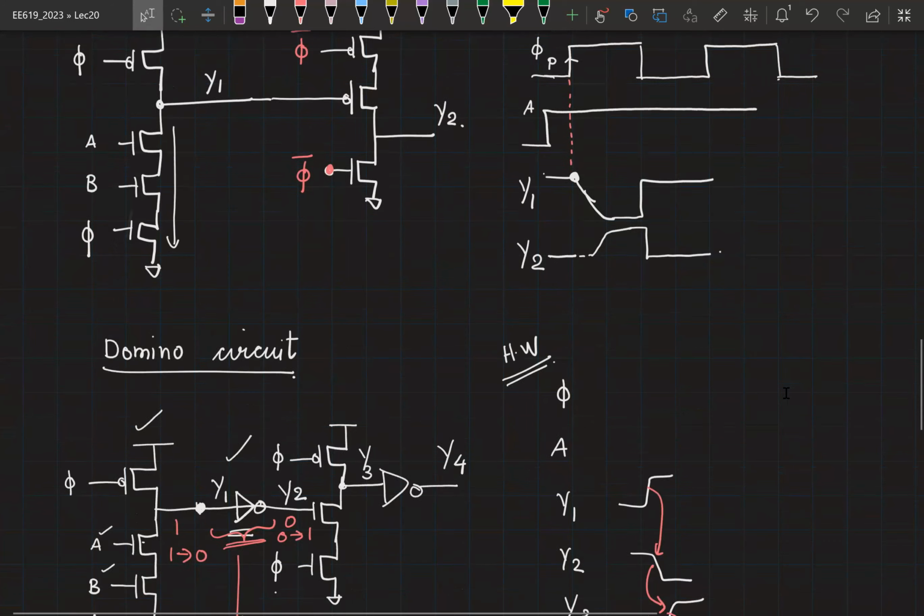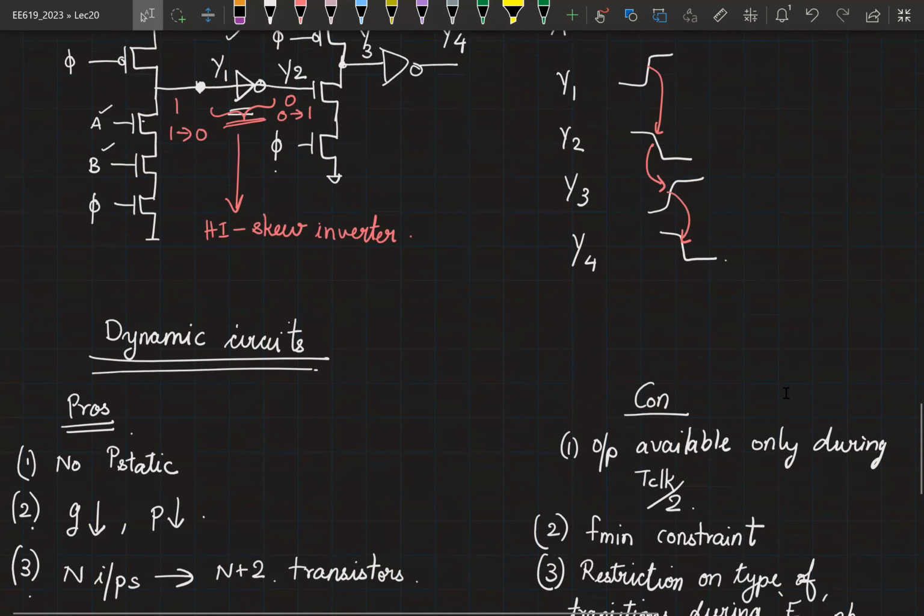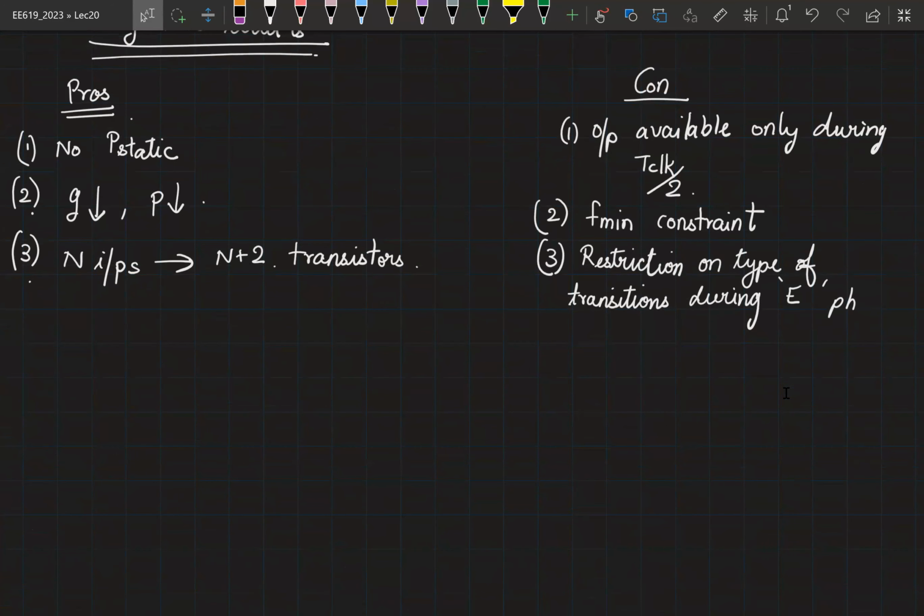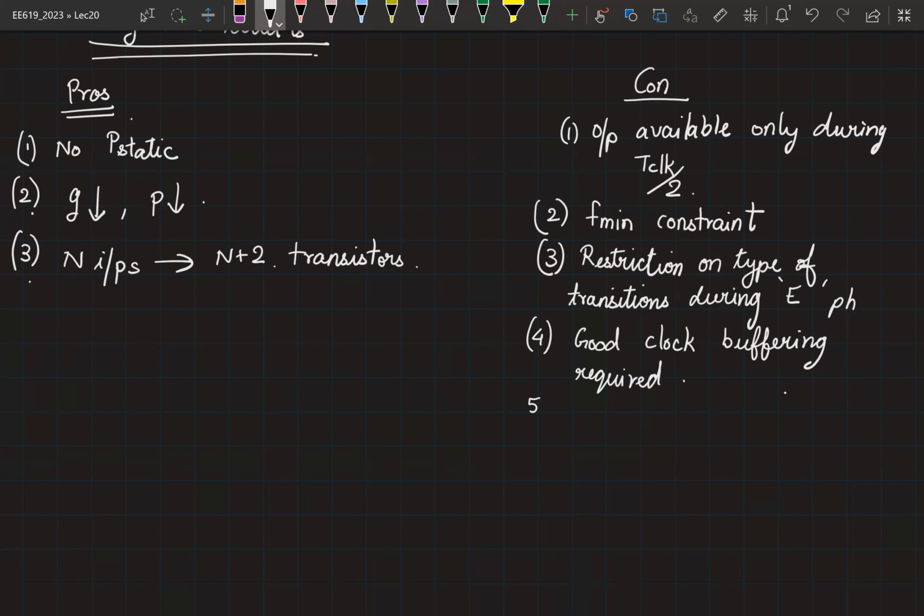You need a clock signal, which means you will have a clock buffering tree to route the clock to different parts of the circuit. So you'll have to spend some power and area in the clock buffering. And this gate is now non-restoring.